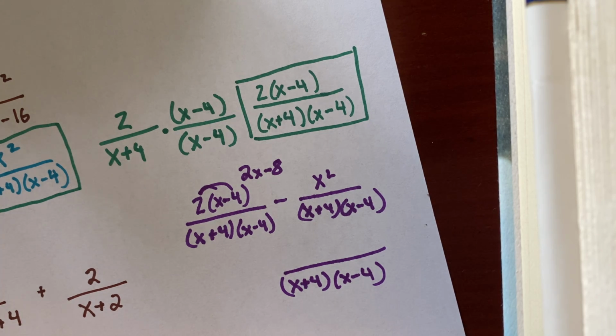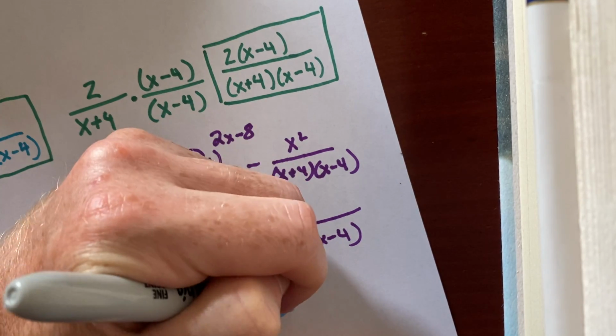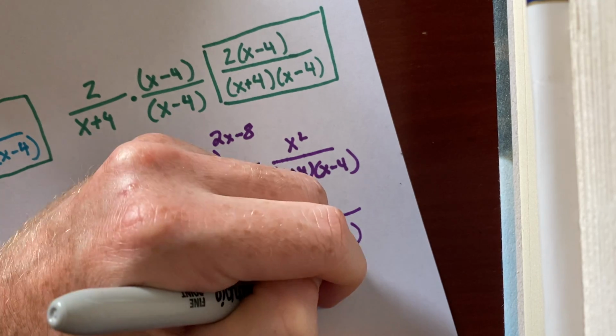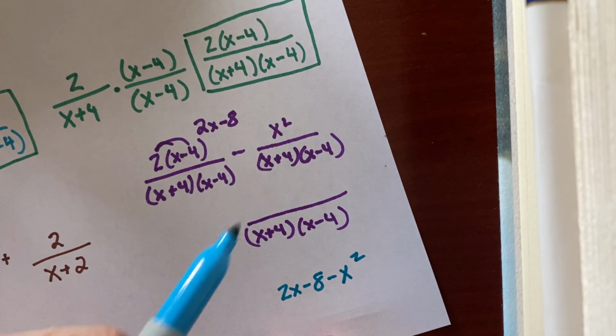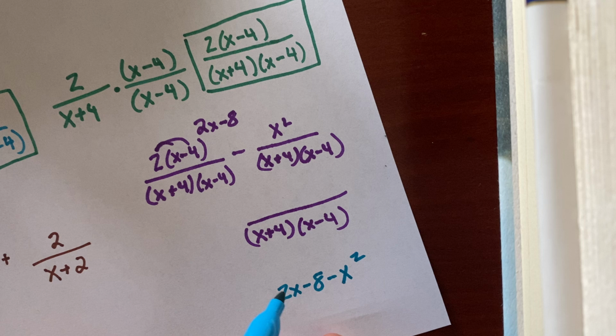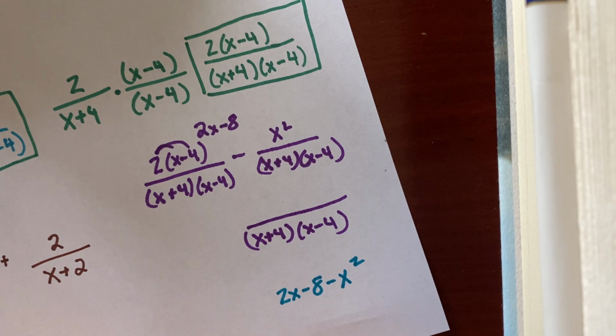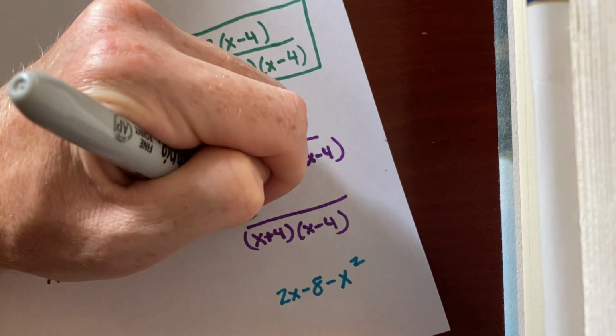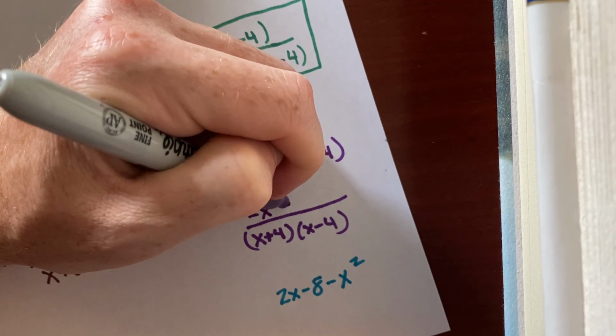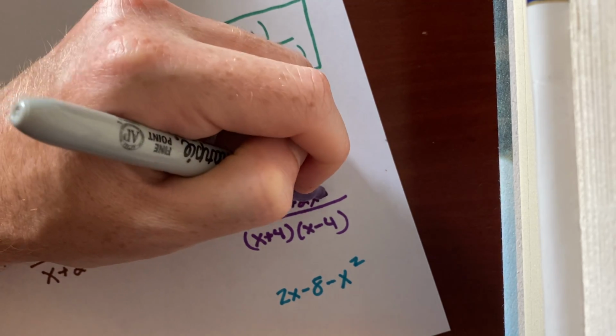Okay, so now, little sidebar over here, in my numerator I have 2x minus 8 minus x squared, right? Because I'm subtracting this x squared. I can't combine anything. I have an x term, I have a constant, and I have an x squared term. The only thing that I can really do is rewrite this in standard form. That just means put the largest exponent first. So that negative x squared gets written first, and I have a positive 2x, and then I have a negative 8.